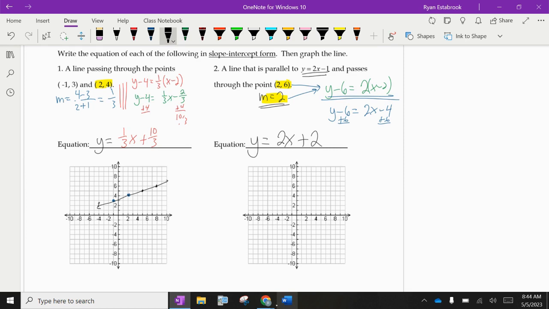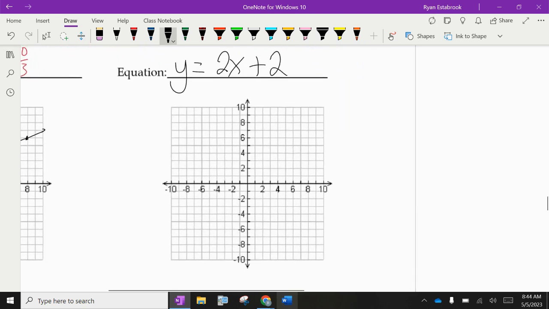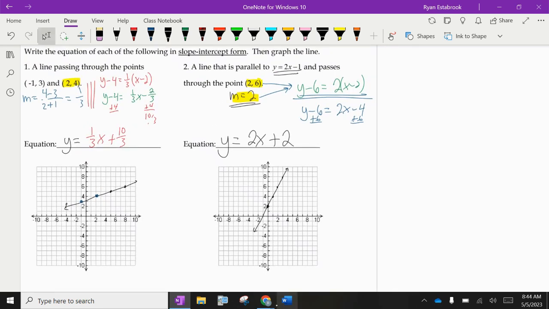So y equals 2x plus 2. I like this equation a lot because of the integers. The y-intercept is 2. Slope is up 2 over 1, up 2 over 1, up 2 over 1. There's my line. It was supposed to pass through the point 2 comma 6, so I can make a quick check. 2 comma 6, there it is. Feeling pretty good about my answer.